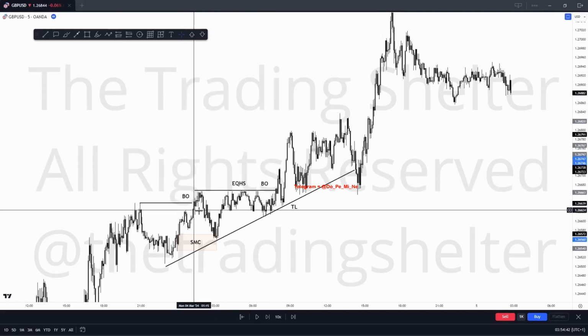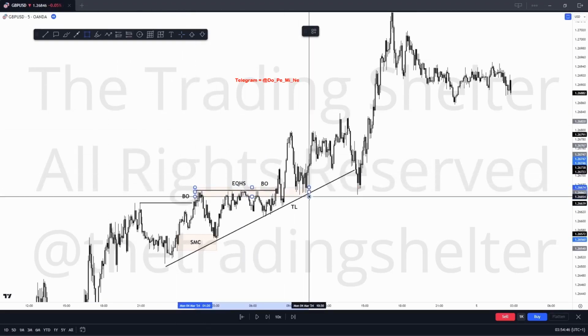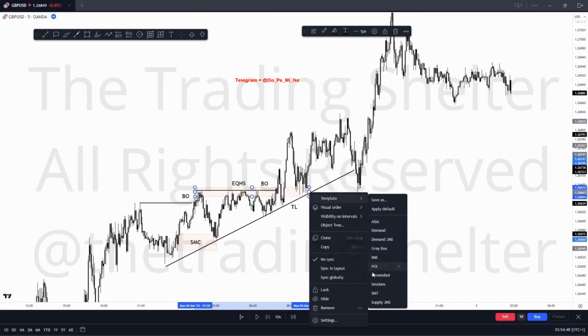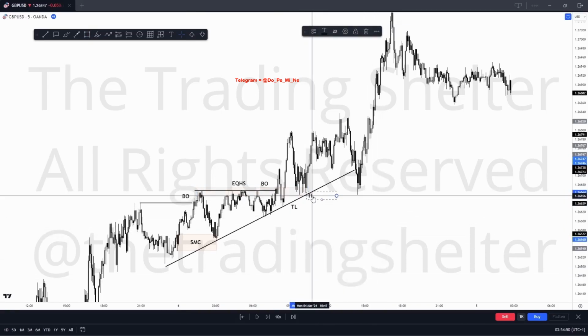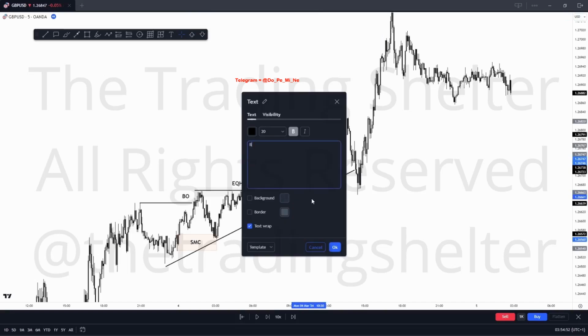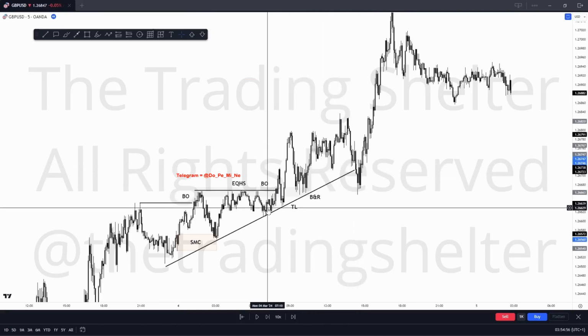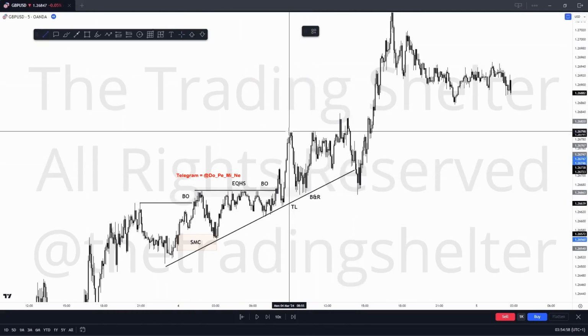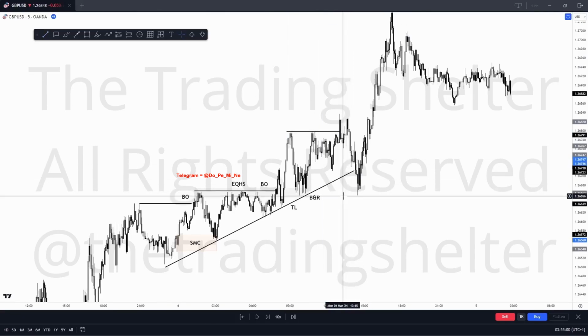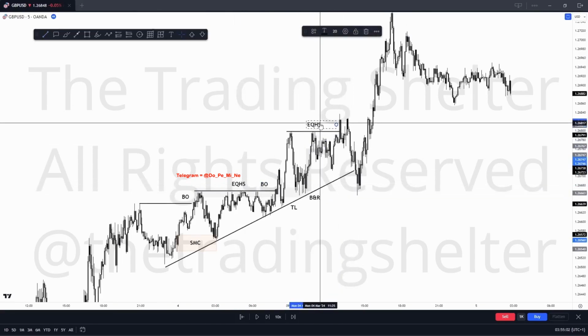Sometimes when I do this, I do this upside down. It doesn't really matter. It's just so you understand the whole purpose of this. A break and retest here. Okay. Perfect. Equal highs again.